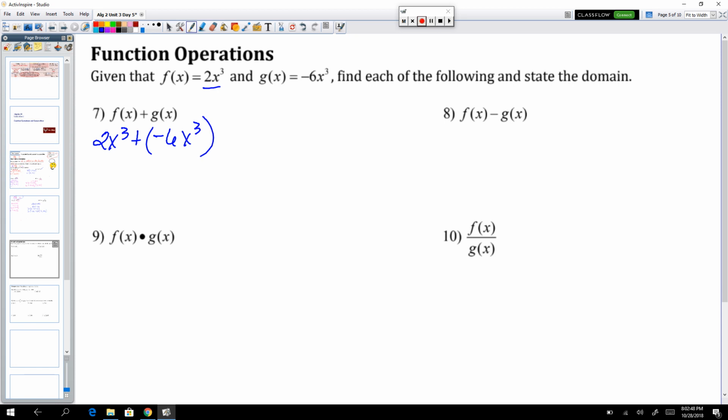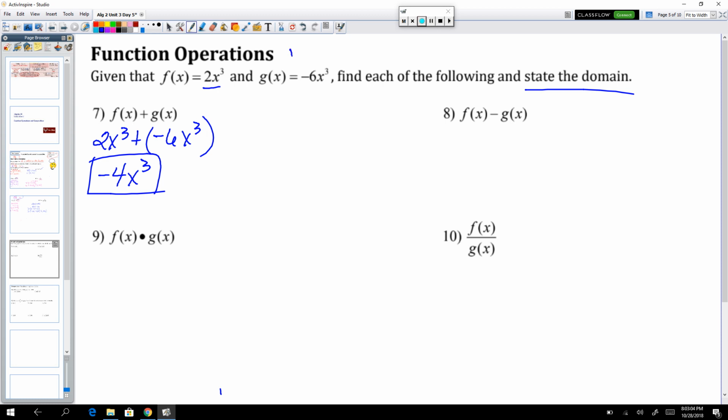It's as easy as you had hoped. So 2x cubed and -6x cubed, those are like terms that we can combine to say -4x cubed is the simplified version of this. Now, we are also asked to state the domain of this.